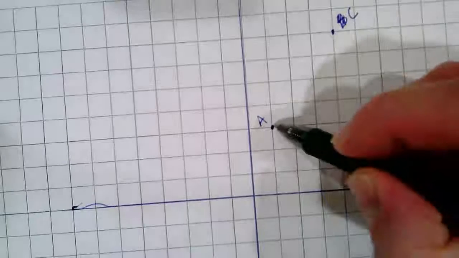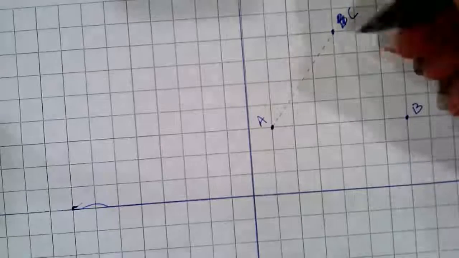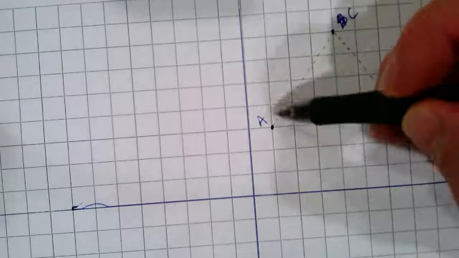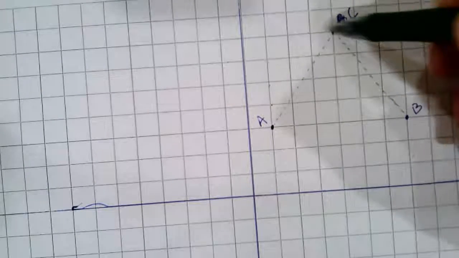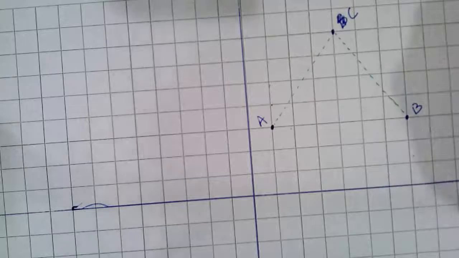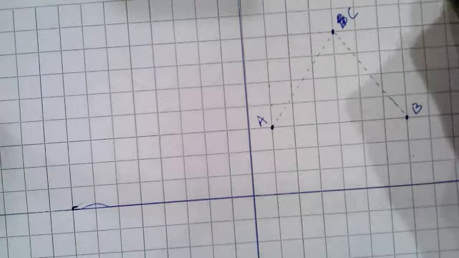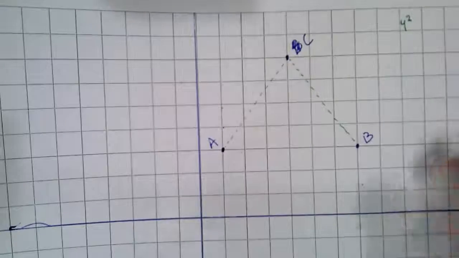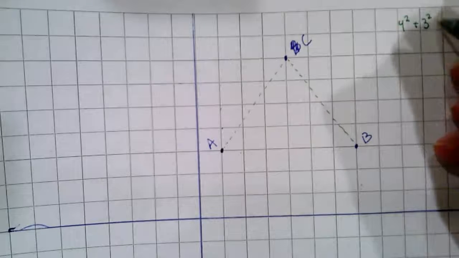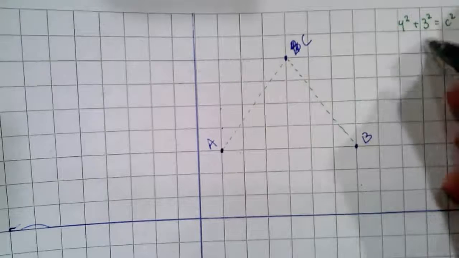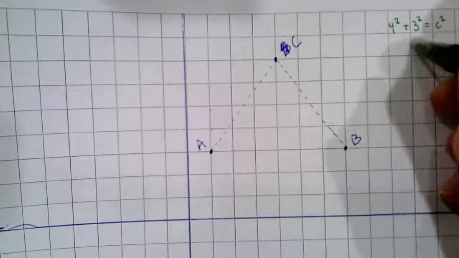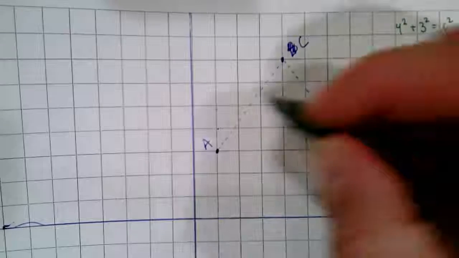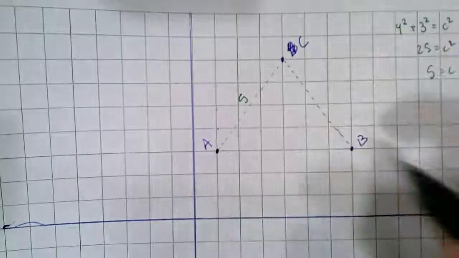And we should be able to, by this point, do this calculation pretty easily. So let's see. From A to C is up 1, 2, 3, 4, and over 3. So it's 4 squared plus 3 squared equals C squared. We do all the math here. You should have seen this before. 25 equals C squared. So 5 equals C. So this distance here is 5.